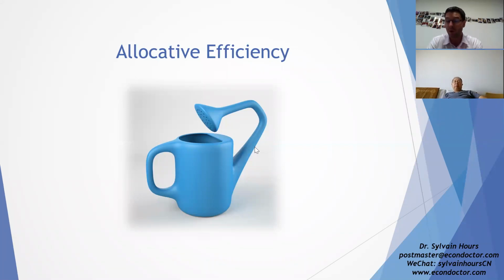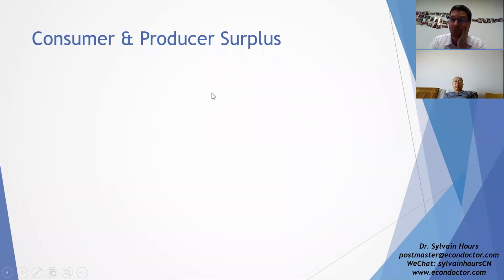And where would I start? To me, the best place to start to explain allocative efficiency is to go back to something that they have studied in AS, which is consumer surplus and producer surplus.